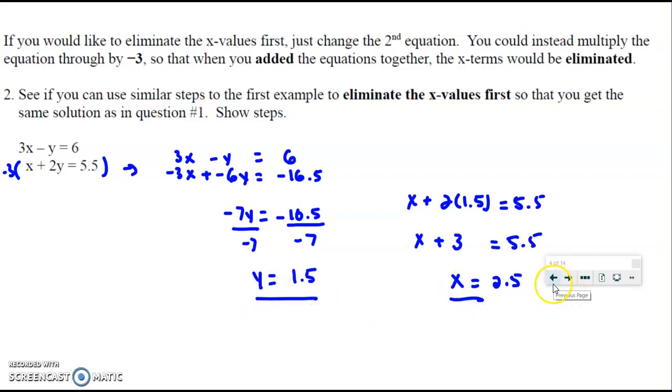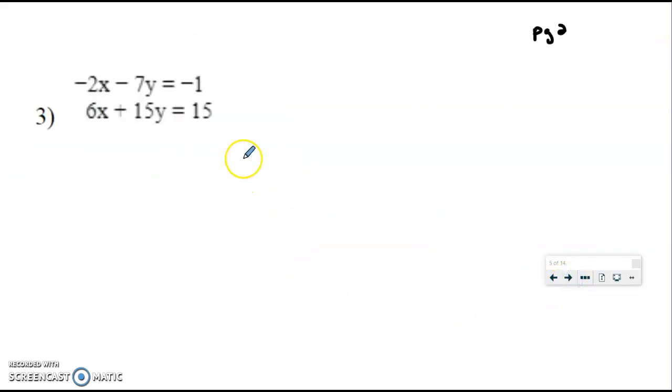All right, so let's look at another example. This is on page 2 of your notes.